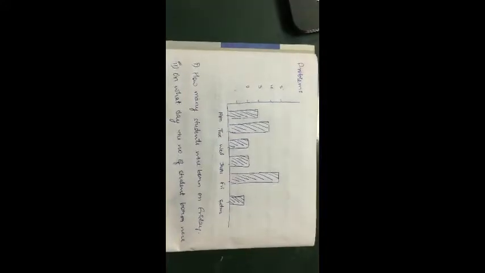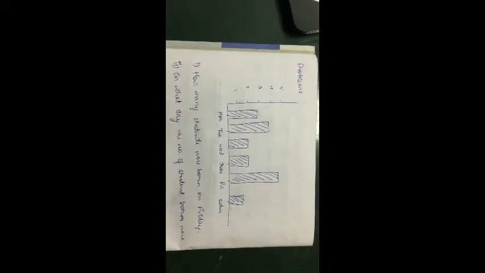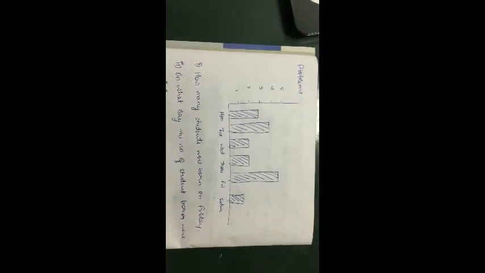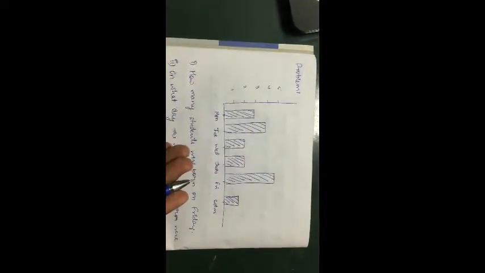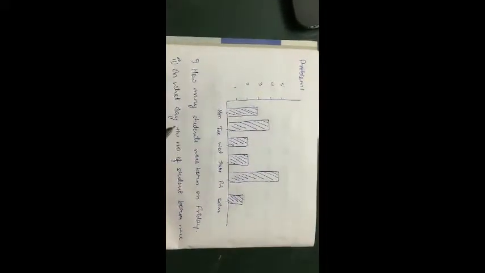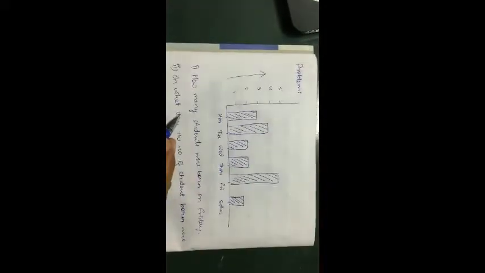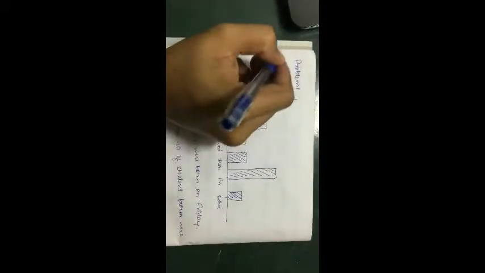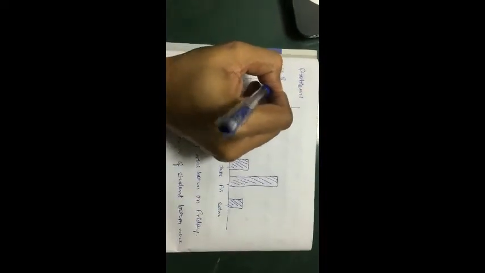As I've told you, in daily life we get data in different forms. Some are given in numbers, others are given in different forms. This is a bar graph. It is also one way to represent the data. Here the data is given in the bar graph, and as you can see, on the y-axis we have the number of students, and on the x-axis we have the day.